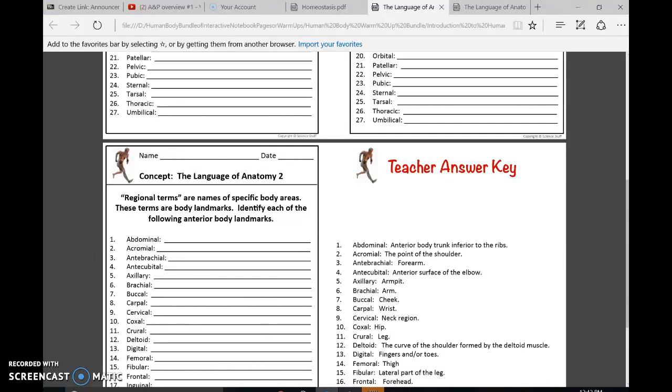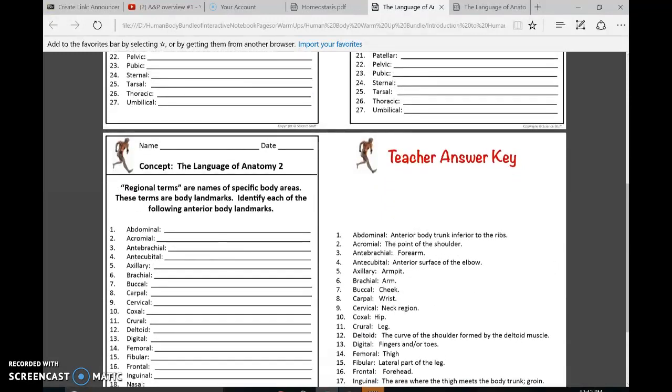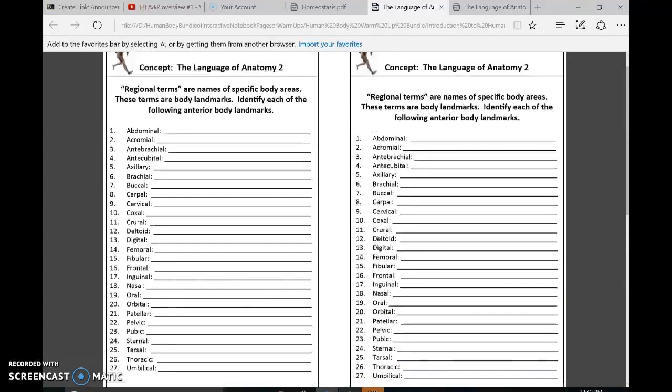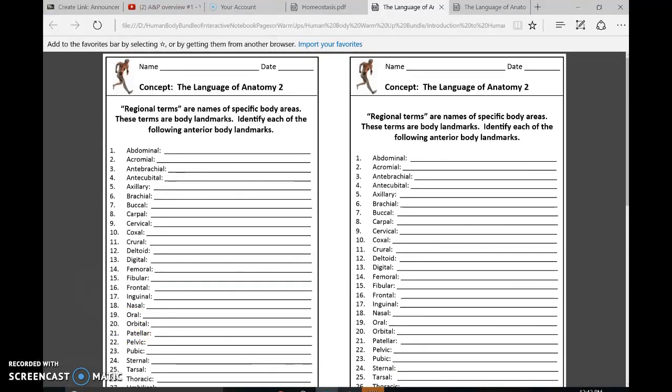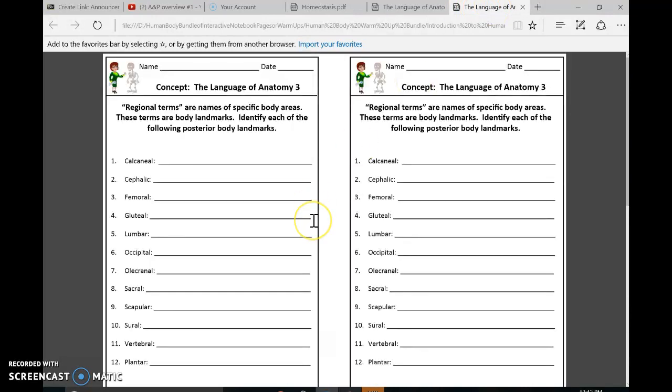Anterior body, trunk inferior to the ribs. Okay. Acromial, the point of the shoulder. Oh, it's saying identify. Okay, so basically you're going to go through here and figure out a way to identify the landmark. You can actually use the anatomy textbook to do this as well. So that's anatomical language sheet 2. Let's look at anatomical language sheet 3.